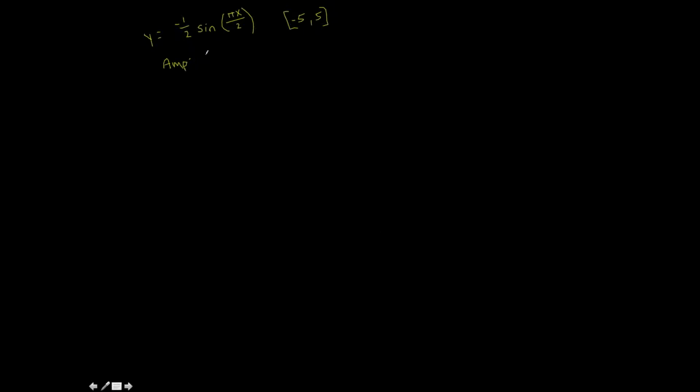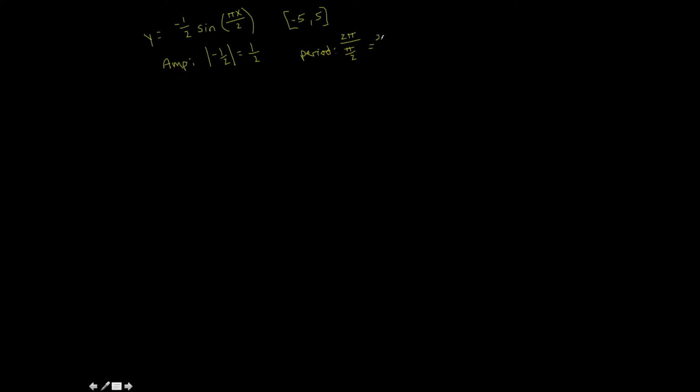Well, our amplitude is the absolute value of -1/2. So our amplitude is 1/2. Okay, our amplitude is 1/2. Alright, so what about our period? Well, the period is 2 pi divided by b. Now, what is your b here? Hopefully, you're screaming at the computer, pi over 2. The b is pi over 2 here.